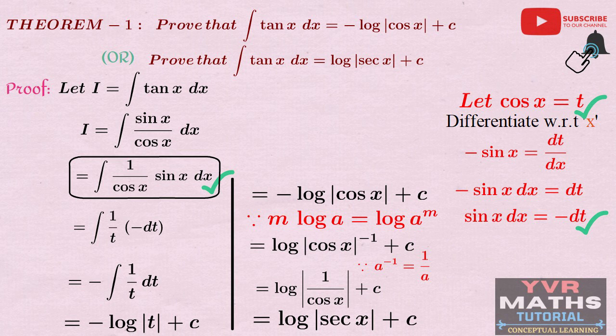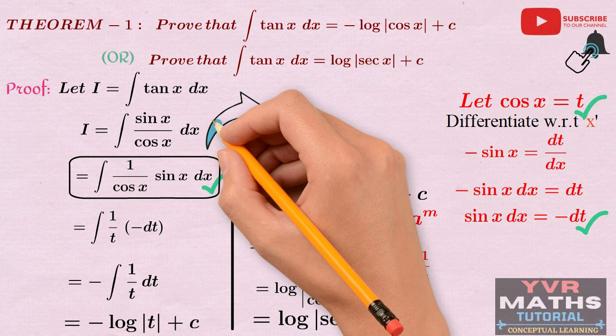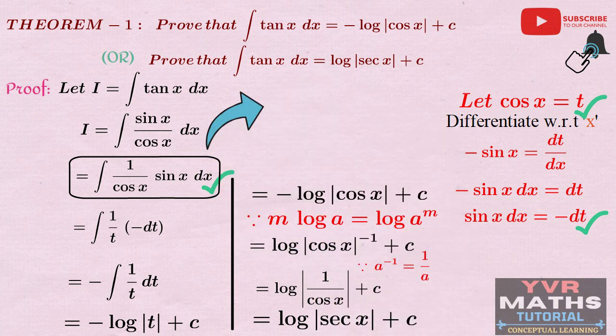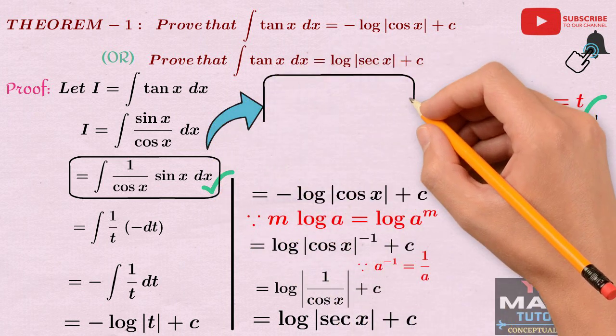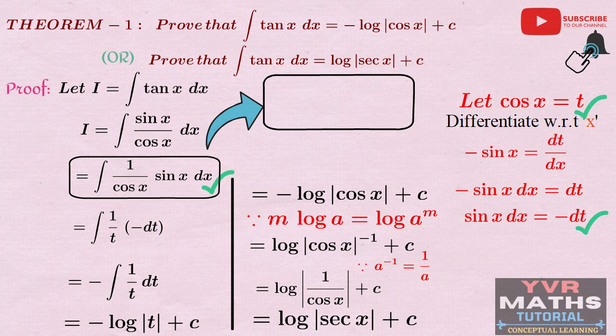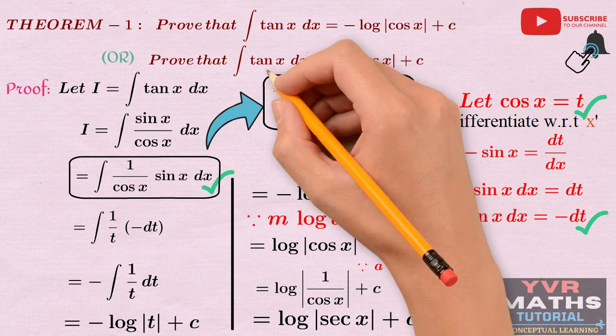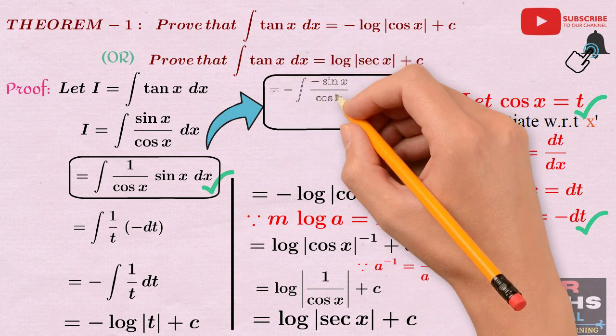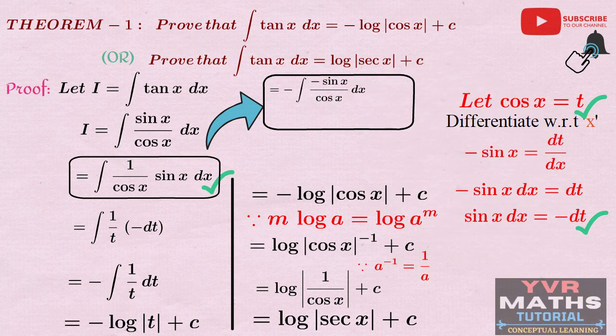So if we observe in this integrand, the derivative of the denominator part is minus sin x. But in the numerator we have only plus sin x. So to get the derivative term of the denominator in the numerator, I am multiplying and dividing by minus. Then what you will get? Minus integral minus sin x by cos x dx. Now if you observe this integrand, clearly the derivative of the denominator part is there in the numerator. So we can apply the theorem statement which we discussed in the previous slide.